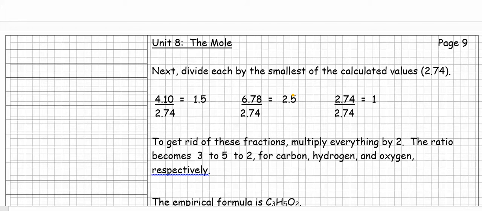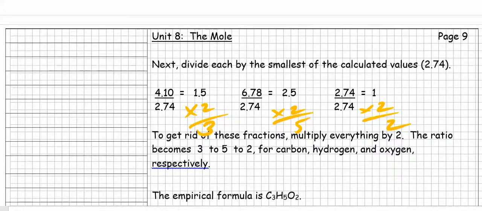Uh-oh, I've got fractions. In fact, I've got 1.5 and 2.5. Now, when that happens, the way to fix that is to multiply everything by 2. Everything, even the 1, by 2. And when I do that, 1.5 times 2 is going to give me 3, right? 2.5 times 2 is going to give me 5, and 1 times 2 is going to give me 2. So it becomes a 3 to 5 to 2 ratio.